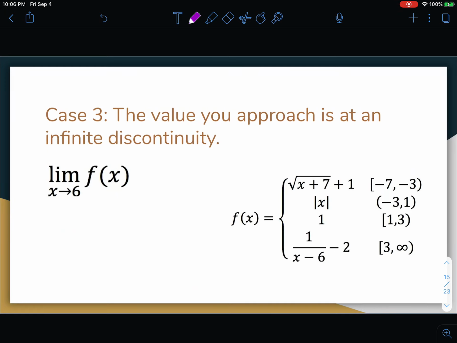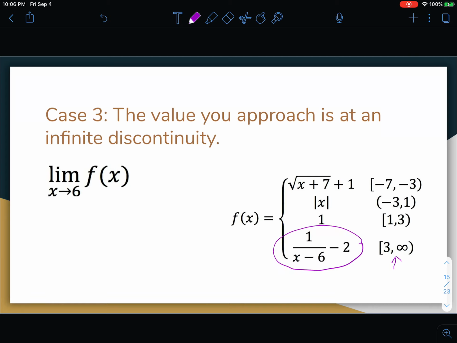Our last part of this example here, case 3, is when a value we're approaching is at an infinite discontinuity. Now, at first glance, this looks just like case 1, because 6 is certainly somewhere in this restricted domain. However, we know this is not continuous, because if I put in 6, I'm going to have a vertical asymptote. It's going to be undefined. So we need to do a little bit of extra analyzing with this.